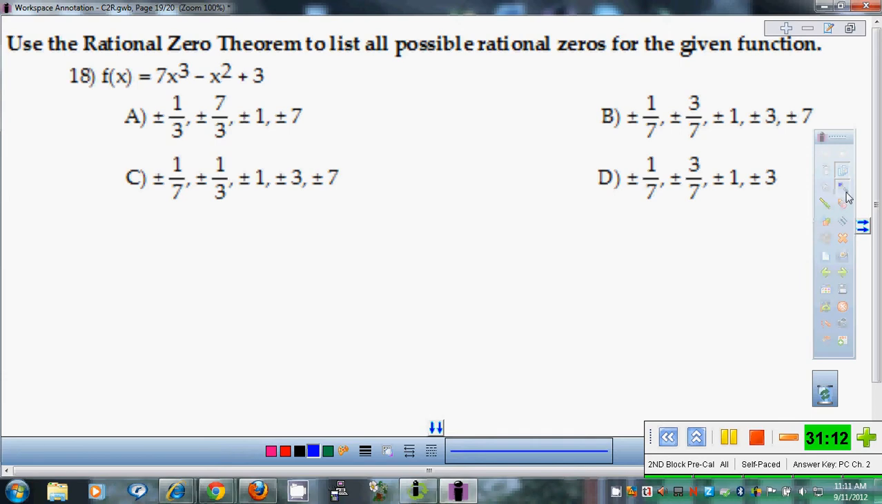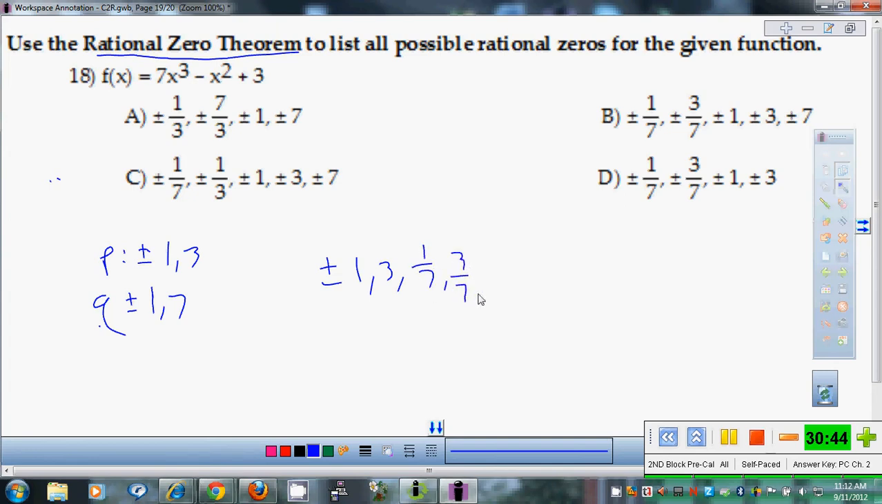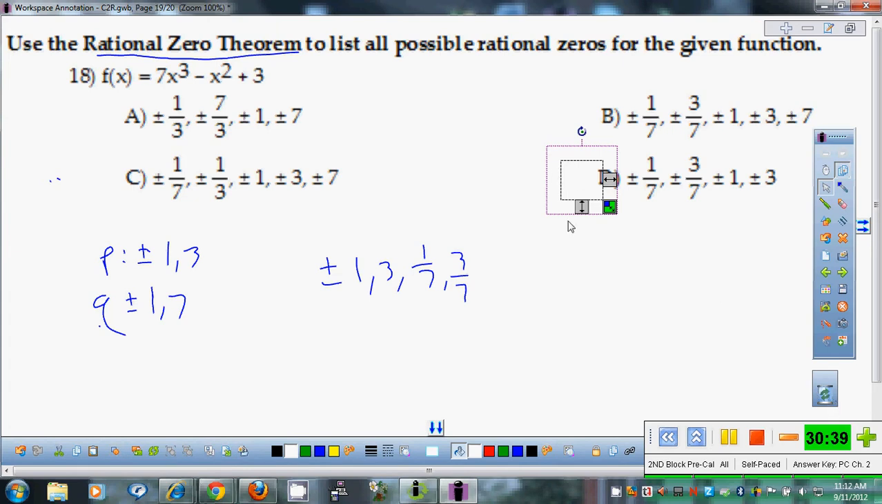Yes, Kyle! It means you have to take number 19. P over Q, that's all you have to do. Your factors of P are plus or minus 1 and 3. Your factors of Q are plus or minus 1 and 7. So all you have to do for the rational zero theorem is list them. So P over Q: plus or minus 1 over 1, 3 over 1, 1 over 7, and 3 over 7, therefore making the answer D.